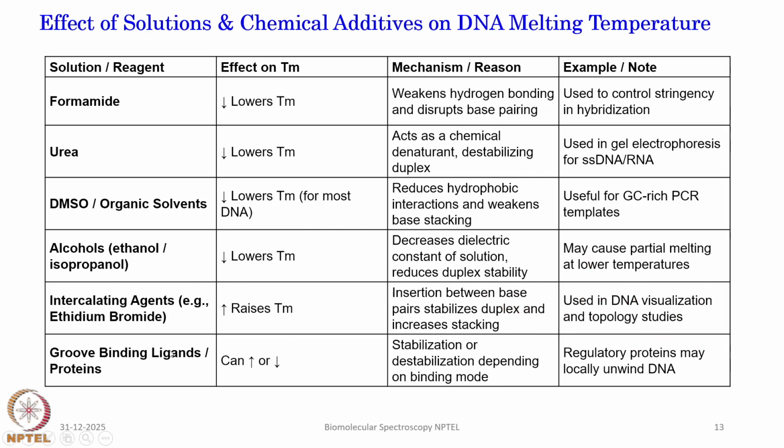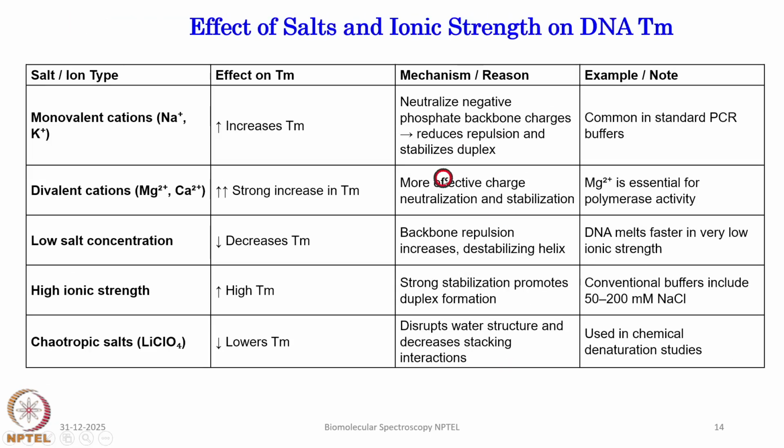Now, groove-binding ligands, like proteins or other ligands, can either decrease or increase the Tm depending upon the binding mode, and many regulatory proteins use this mechanism. They can unwind the DNA; topoisomerase and many others bind and can change the DNA stability. What are the other factors?